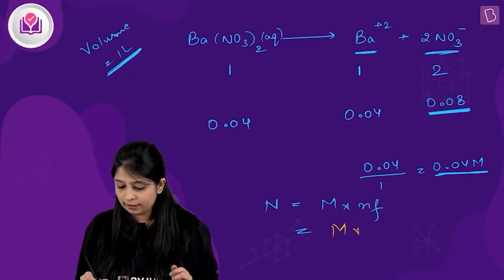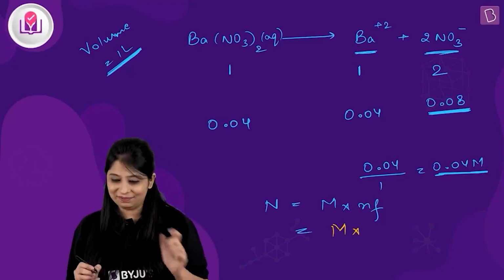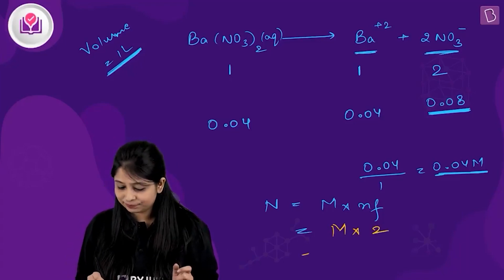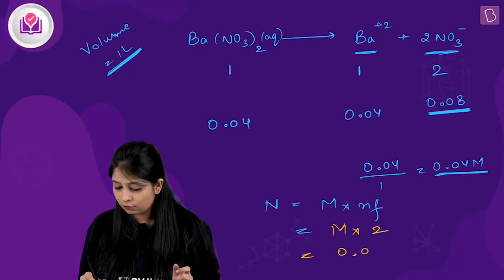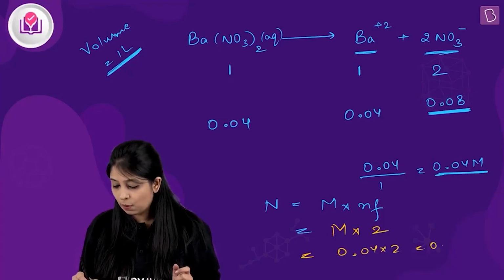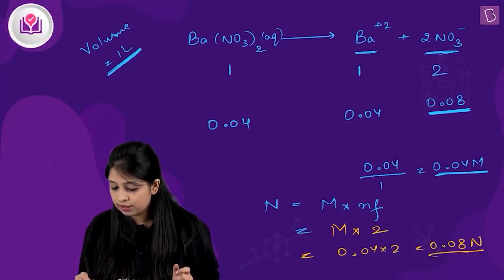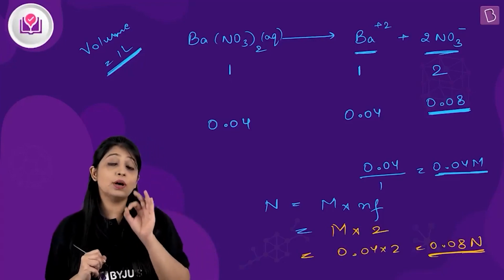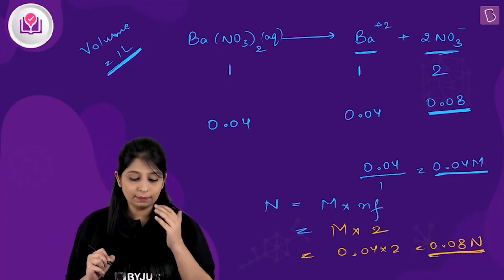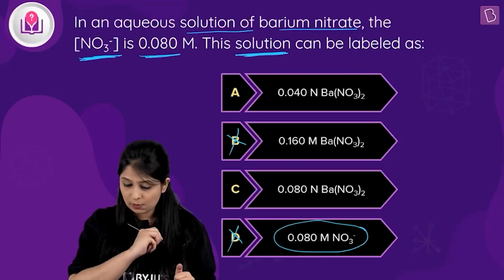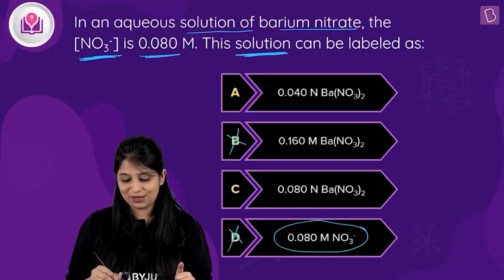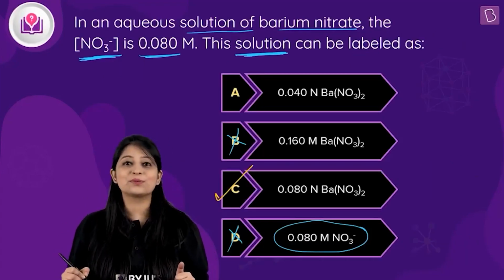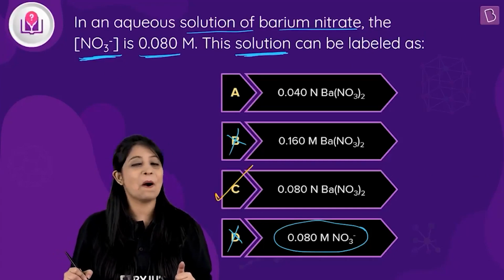So normality will be molarity into 2. That becomes 0.04 into 2. That becomes 0.08 normal solution, right? 0.08 normal barium nitrate solution. Which option does it match now? Well, it matches our option C, which is the correct option here.